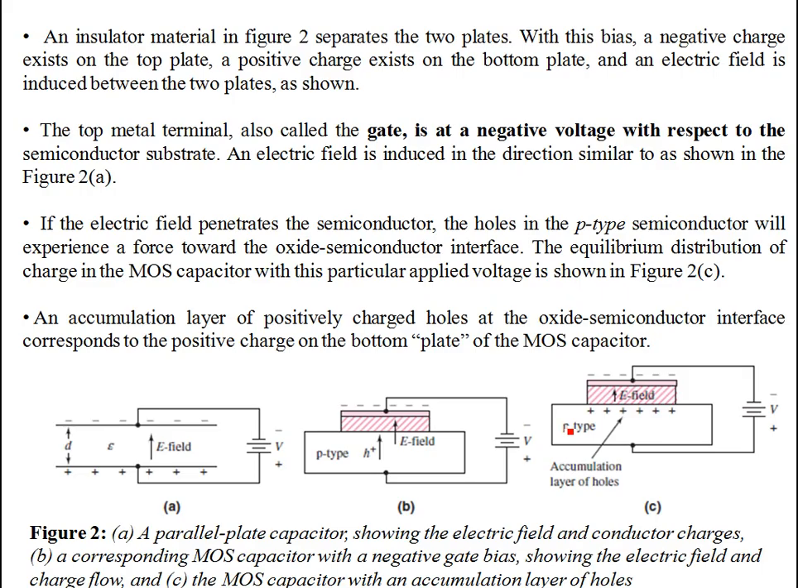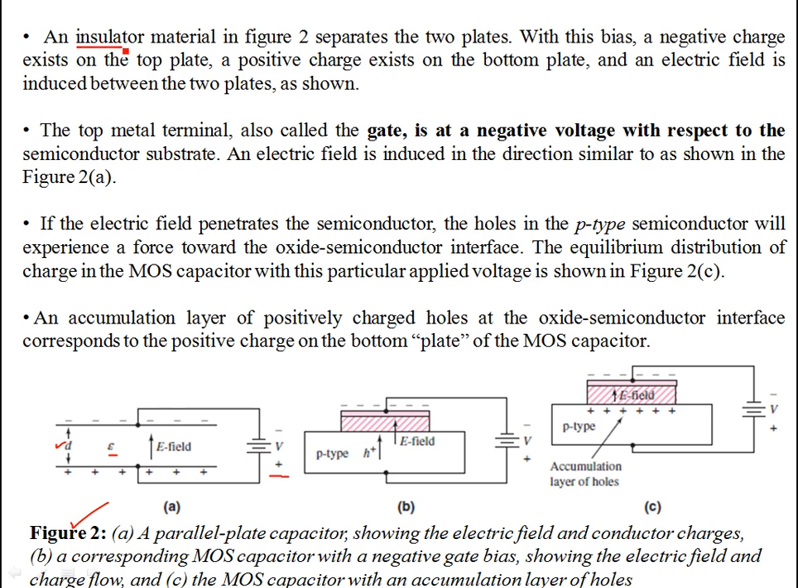Let's first try to understand the basic physics of this MOS capacitor. In figure 2, you have a parallel plate capacitor separated by a distance d. This is the free space permittivity. Owing to the polarity, plus and minus, of the DC source, the direction of the electric field is from positive to negative. That's how the convention is.